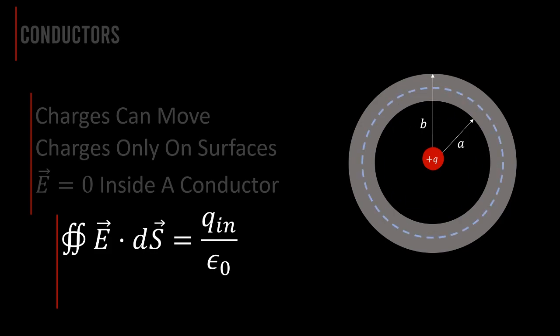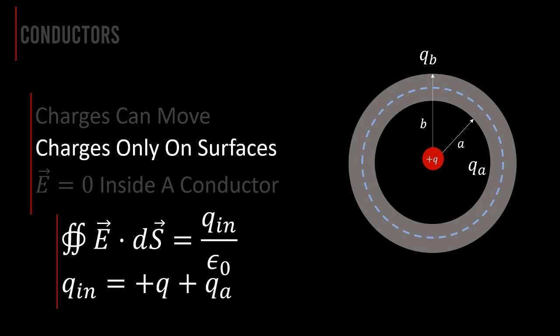So we have the Gaussian surface that is inside the conductor. And to remind you, the charges are only going to reside on the surfaces. So we're going to have some Q sub A, which is the charge at the radius A, and some Q sub B, that is the charge at the radius B. Now, as a consequence of Gauss's law, because we're trying to find what the charge is inside, we can just add up the charge that is contained in there. We know that there's going to be a charge plus Q at the center. There's going to be a charge Q sub A at the surface. And those are the only places where the charge can be. So we know that the total charge inside this Gaussian surface is going to be plus Q plus Q sub A.